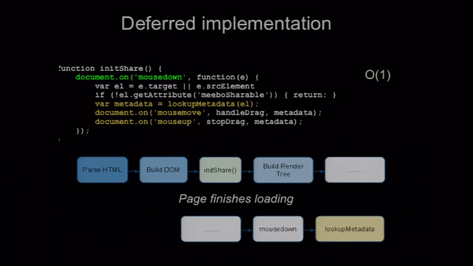This is a deferred implementation using event delegation. So initShare is a function that gets called when the page loads in order to make things shareable as soon as possible. Instead of looking up the metadata for all the elements right away, it just attaches a mouse down event to the document, right? The entire thing. So that anytime the user goes mouse down somewhere on the document, it looks to see, is the element that the user mouse down on shareable? If it is, then go ahead and look up the metadata for that element. Does that all make sense? Cool.